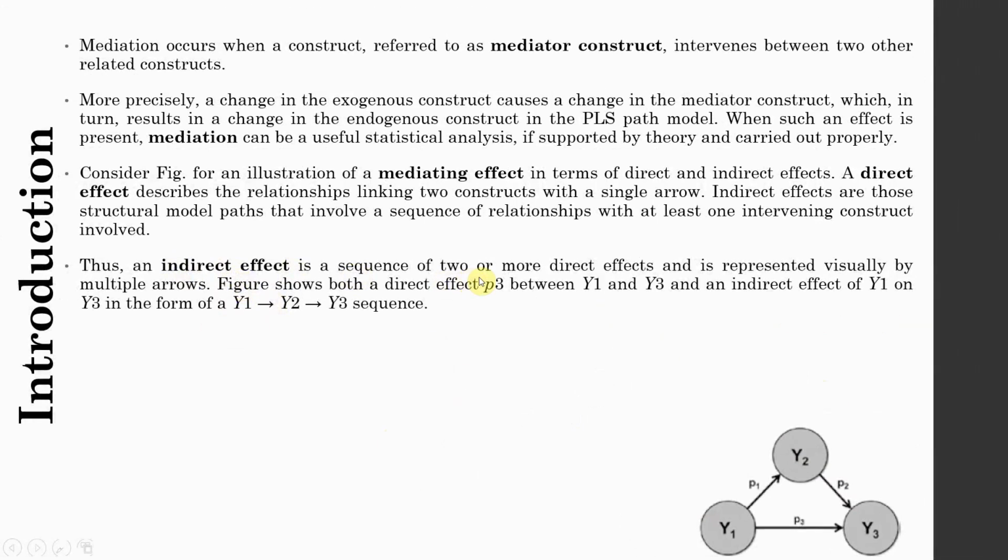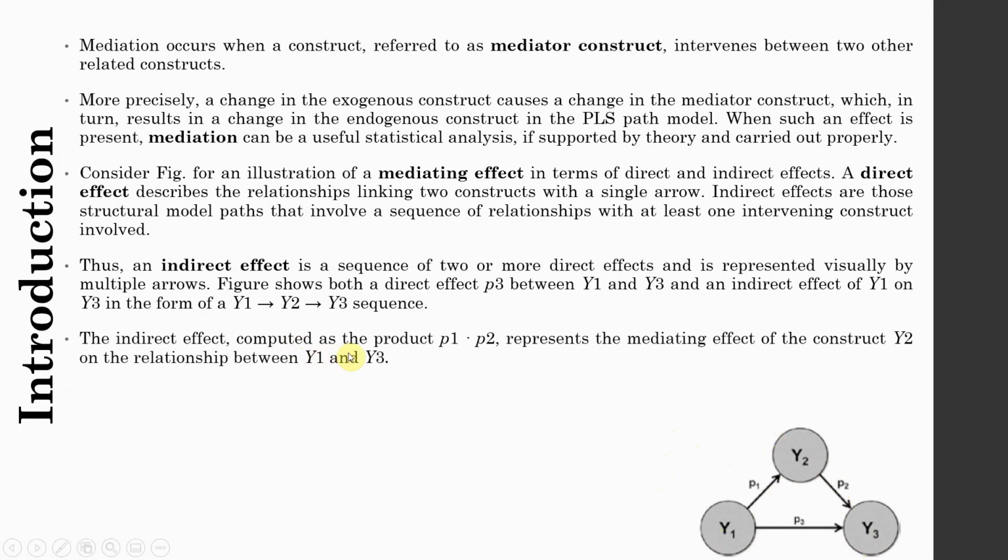An indirect effect is a sequence of two or more direct effects, in this case Y1 to Y2, Y2 to Y3, and is represented visually by multiple arrows. Look at this, arrows flowing from Y1 to Y2, then Y2 to Y3. The figure shows both a direct effect, that is P3 between Y1 and Y3, and an indirect effect of Y1 on Y3. The effect is indirect through Y2, because Y1 is influencing Y2 and Y2 is influencing Y3. Mediation will help you assess whether there is an indirect effect of Y1 on Y3 through Y2.